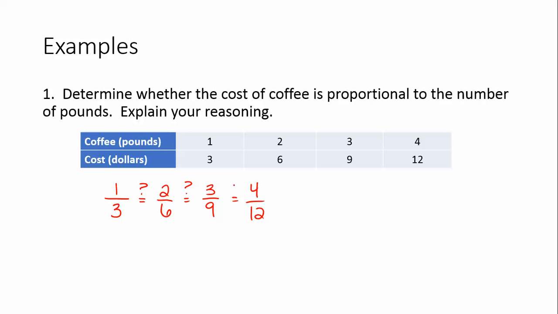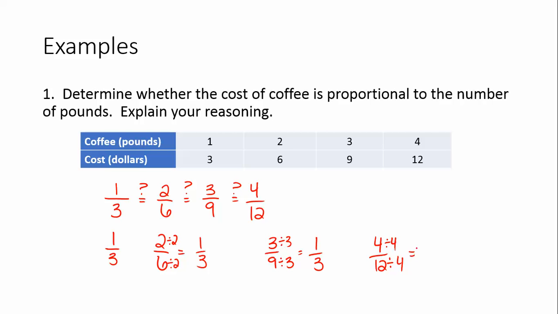Are these all equal? Well, 1/3 is reduced, but if we take 2/6 and we reduce that down, we divide the top and the bottom by 2, we also get 1/3. Similar with 3/9, if we reduce that down, we divide the top and the bottom by 3, we get 1/3. And finally, for 4/12, if we reduce the top and the bottom by 4, we get, again, 1/3. So we see that, yes, the cost of coffee is proportional to the number of pounds, because all of the rates are equal.